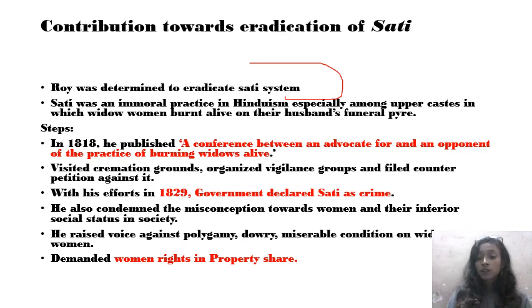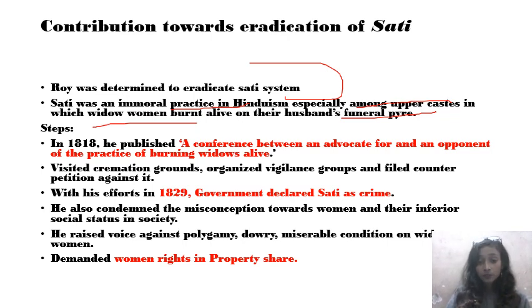And first, we will know what the sati system is. Sati was an immoral practice in Hinduism, especially among upper caste Hindus, in which widowed women were burnt alive along with their husband's funeral pyre. So we can see how immoral and inhuman an activity sati was. So we will discuss the steps towards the eradication of sati from our society.